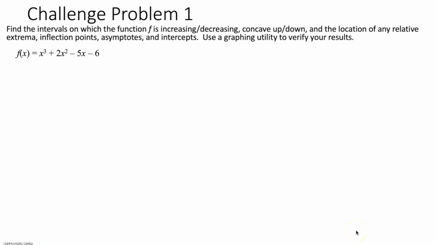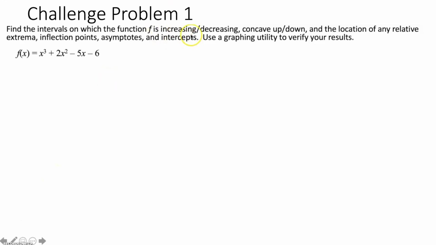Now, challenge problem 1 says find the intervals on which the function f is increasing or decreasing, concave up, concave down, and the location of any relative extrema, inflection points, asymptotes, and intercepts. Use a graphing utility to verify your results. So basically, we're putting everything together in this one particular example. So let's go ahead and do it.